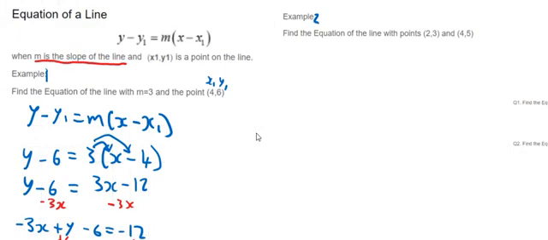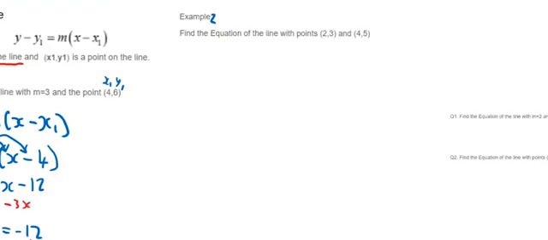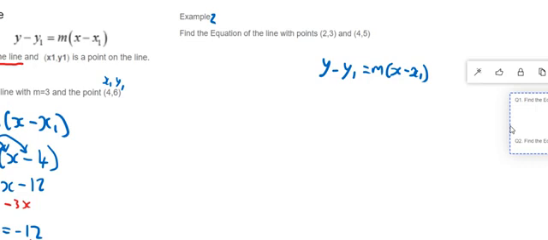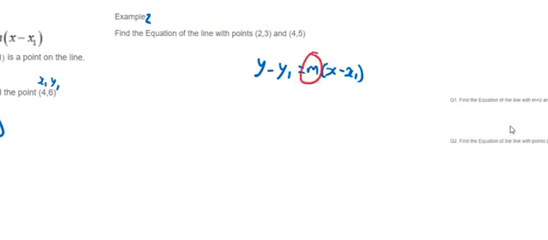In example 2, find the equation of the line with points 2, 3 and 4, 5. You'll notice you're given 2 points, and the big problem is to use my formula y minus y1 equals m by x minus x1. Obviously the big problem here is that you don't actually know what m is, so they don't tell you what m is in the question.